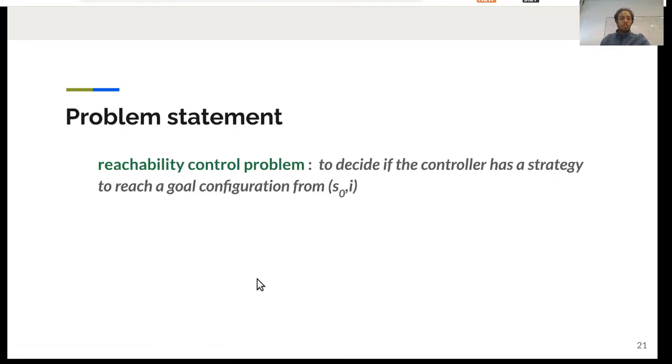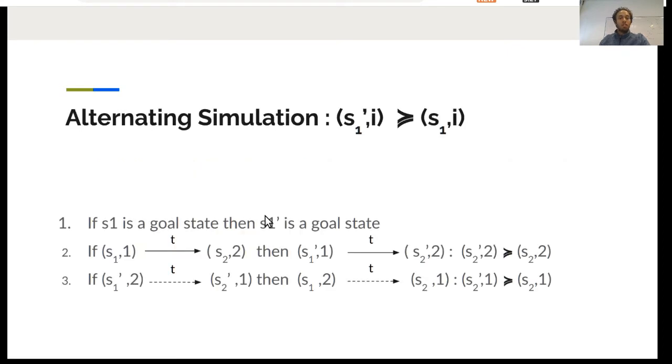In this talk, we're going to discuss the reachability control problem, which is to decide if the controller has a winning strategy to reach a goal configuration from an initial configuration. Before we look into the algorithm which tries to implement a solution for this, we look into the notion of what is called alternating simulation. This is a relation among the configurations, such that S1', I simulates S1, I only if all three of the following hold.